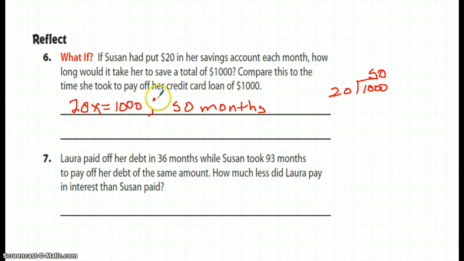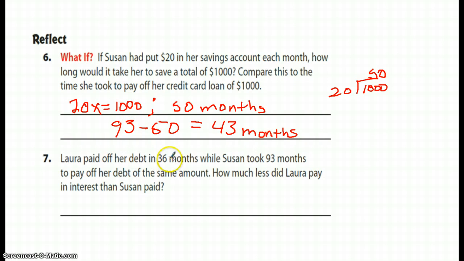Okay, it says to compare this to how long it took her to pay off her credit card of 1,000. Before, she had 93 months. So it takes her 50 months, so what's 93 minus 50? We're looking at saving roughly 43 months. It's a long time. Okay, 43 months.